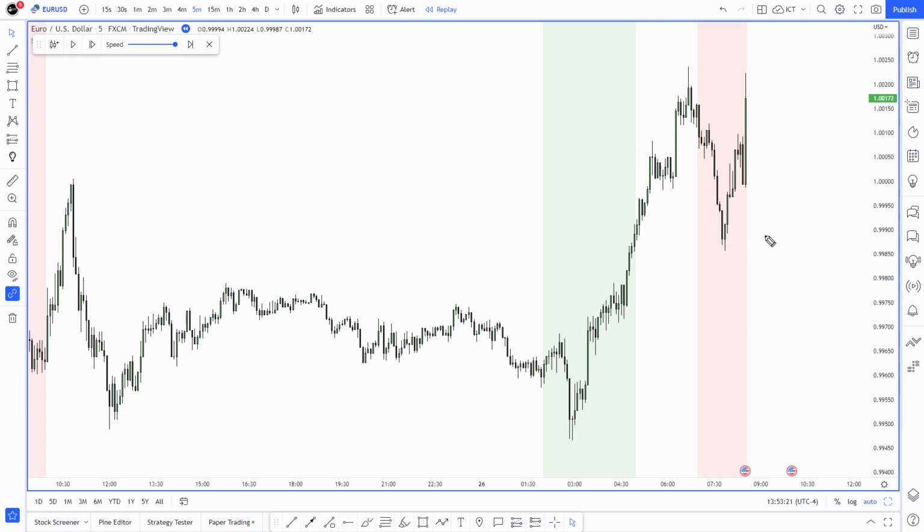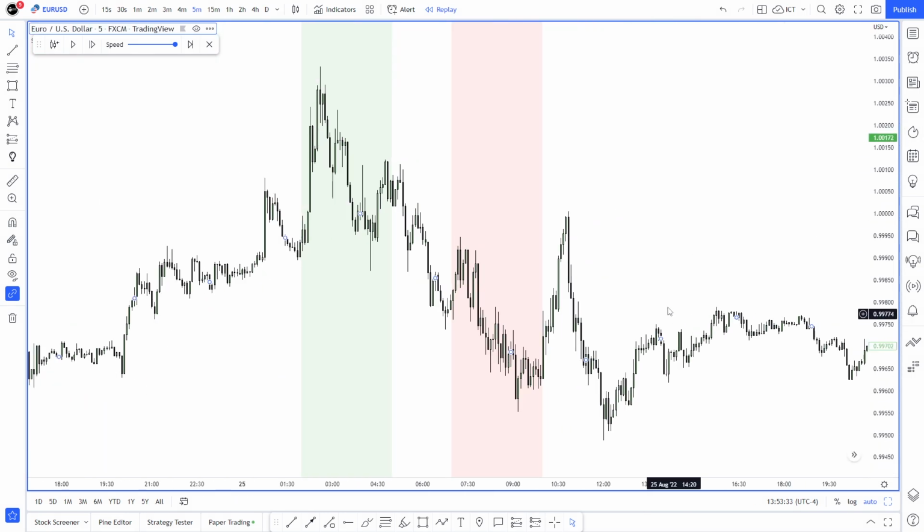How do I determine bias? By this. What is price doing? Is it taking sell side? Is it taking buy side? Which side is it moving to? It's as simple as that. Let's go for another day, because this one was a bit complicated.